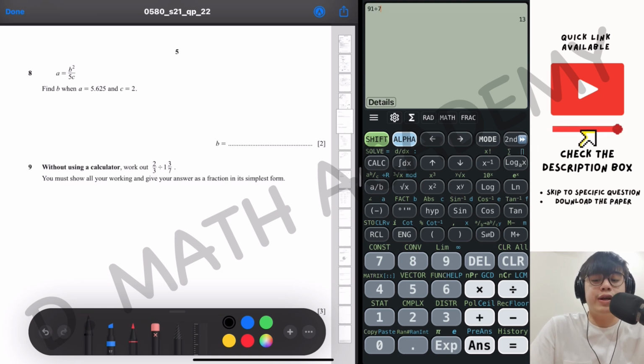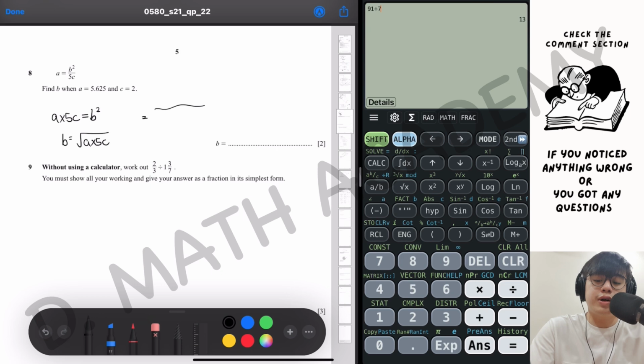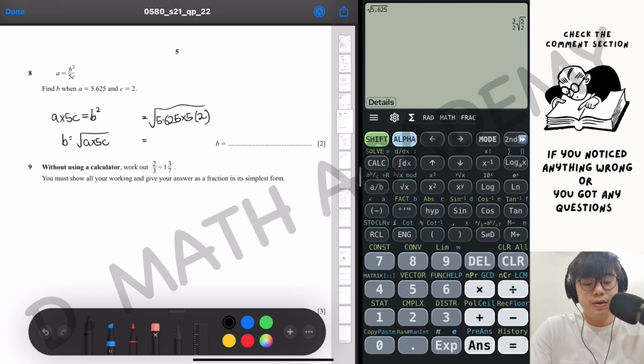Find B when A equals to 5.625 and C equals to 2. So quite straightforward. Just key in your results accordingly. A multiplied with BC equals to B squared. B is actually square root of A times 5C. So to get to your answers, key in this into your calculator. Then you should be able to get your results as 7.5.